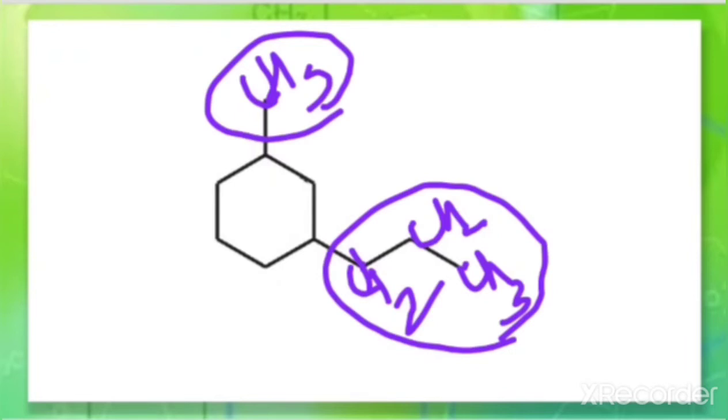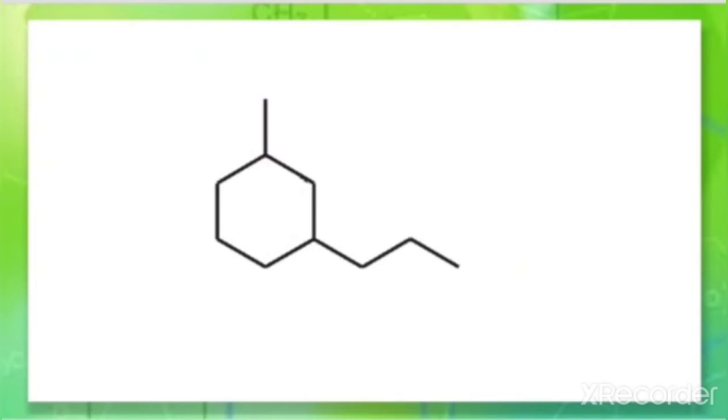In that case, we have to follow the alphabetic order. Methyl starts from M, propyl starts from P. So in alphabetic order, after M, methyl, then only P comes. So we have to give the first carbon to the carbon that the methyl group is attached to. So this is one more rule I am adding here. In a cyclic compound, if there are 2 substituents, then the numbering should be done on the basis of alphabetic order. Whichever comes first should be given the minimum number.